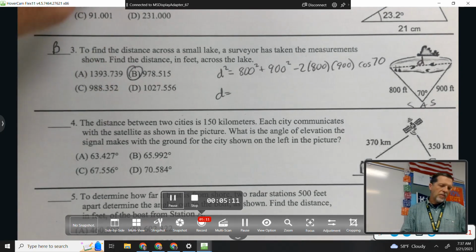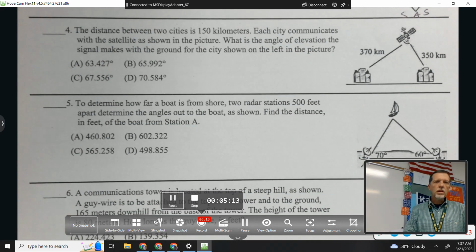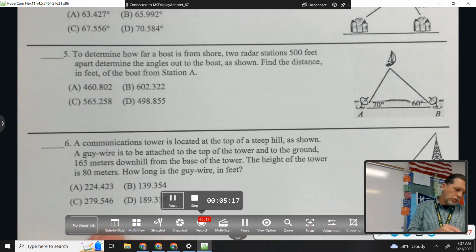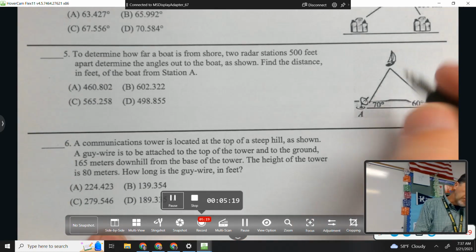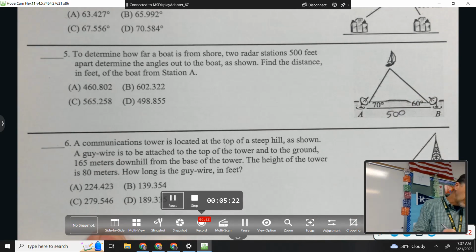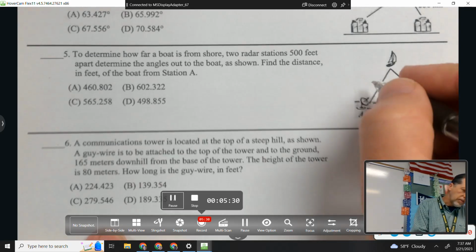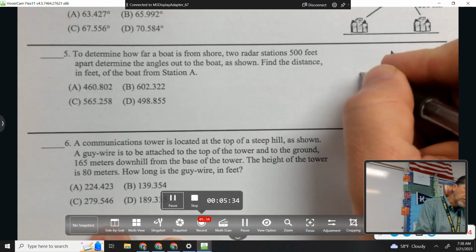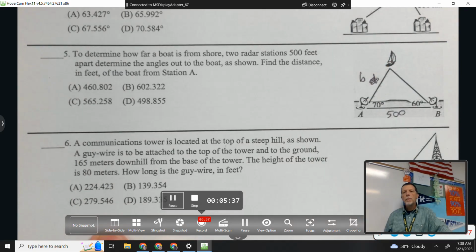Let's look at number 5. To determine how far a boat is from shore, 2 radar stations, 500 feet apart, determine the angles out to a boat. Find the distance in feet of the boat from station A. So we're looking for that distance. I guess we could call that B because it's across from angle B. What do we think? Is this law of sines or law of cosines?